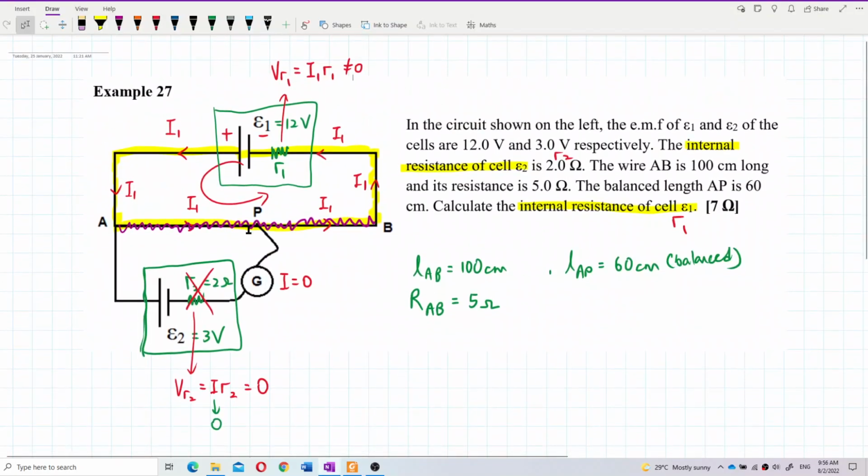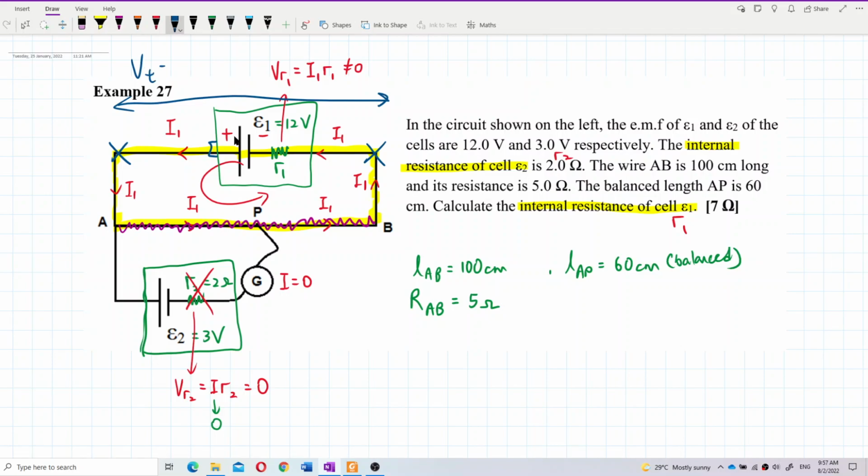To make it even clearer, maybe I can show you the top part. Let me take the terminal voltage. This is the battery. So the terminal voltage is the voltage across these two points. The voltage across these two points is the terminal voltage of E1.